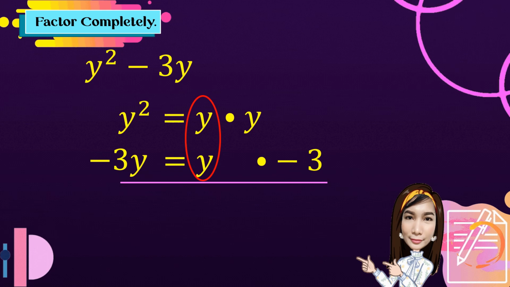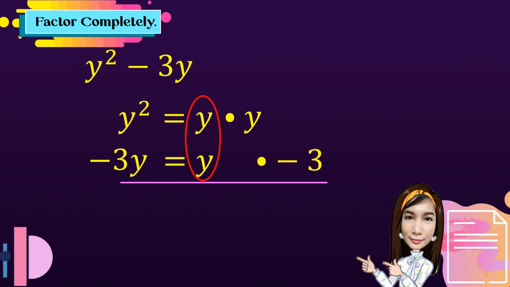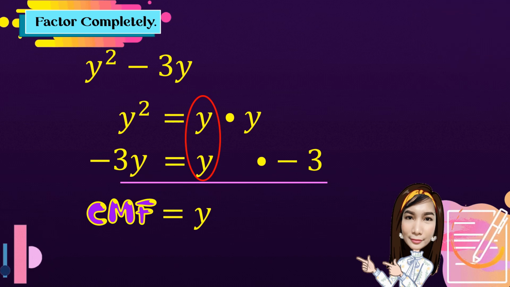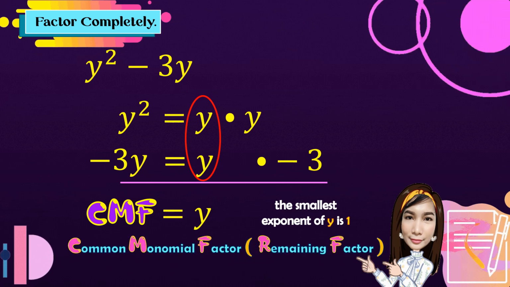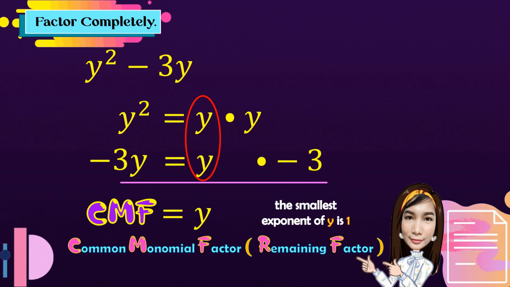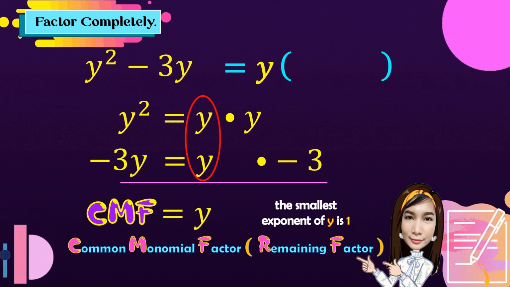We're going to encircle the common factor y, and that is considered the greatest common monomial factor of y squared and y, because the smallest exponent of y is 1. Next, we need to write it in the factored form, given common monomial factor times the remaining factor. Now, we're going to factor out the common monomial factor y. Means we're going to write y outside the parentheses.